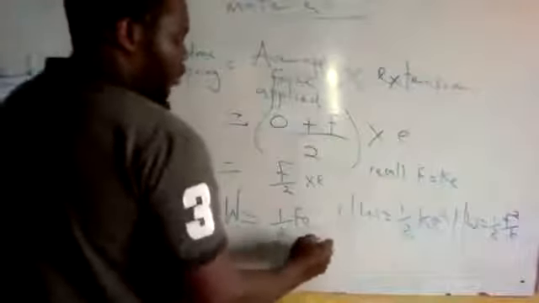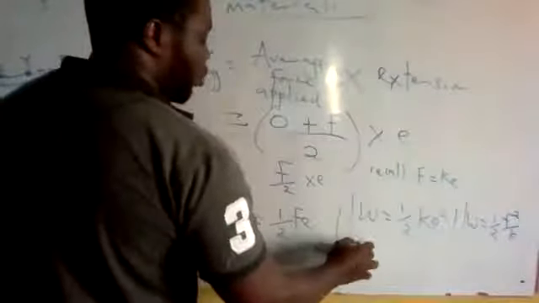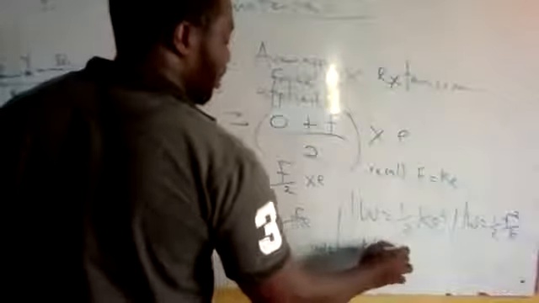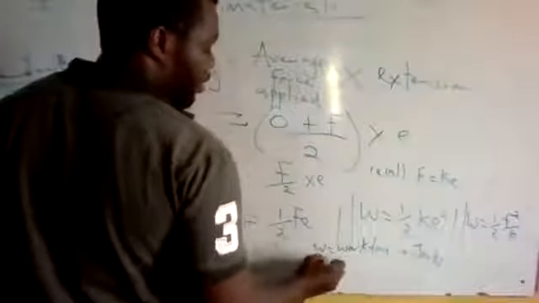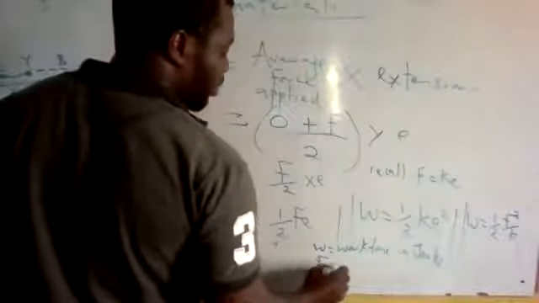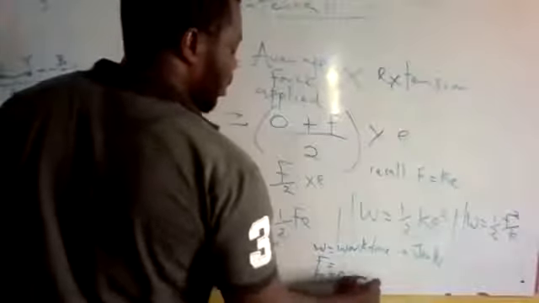You should know that W is work done, and of course the unit is in joules, because it's energy, right? And F is force, and of course K is the force constant. And E is extension. So we know all of those.